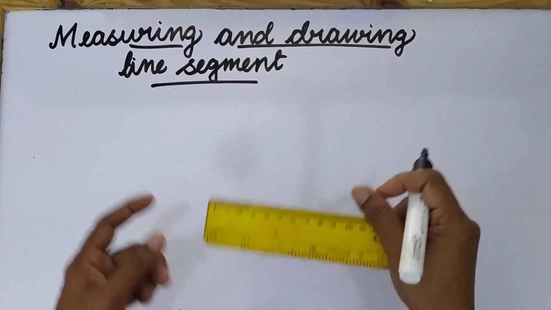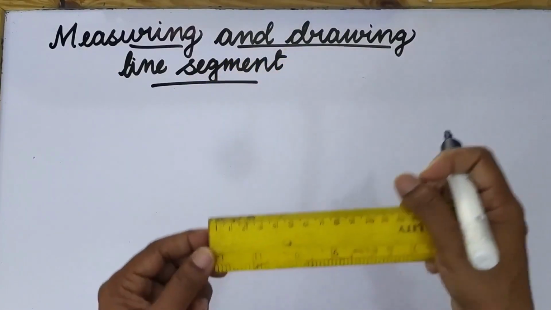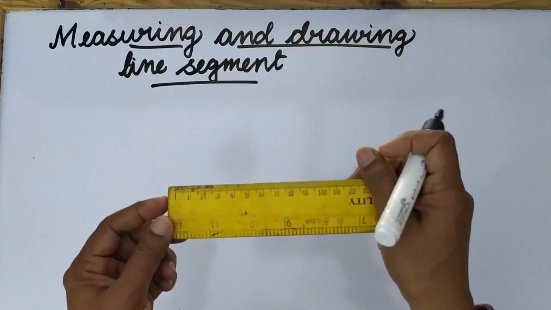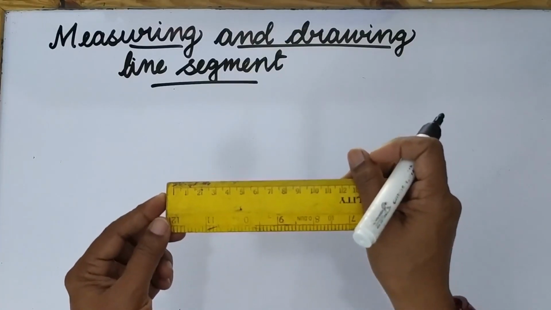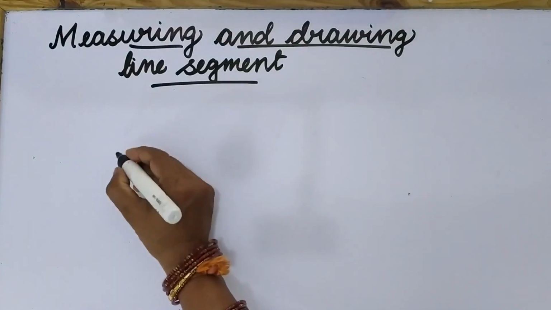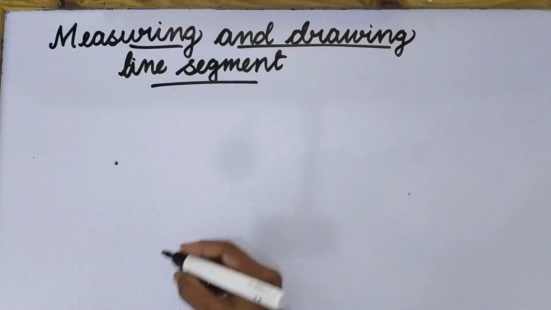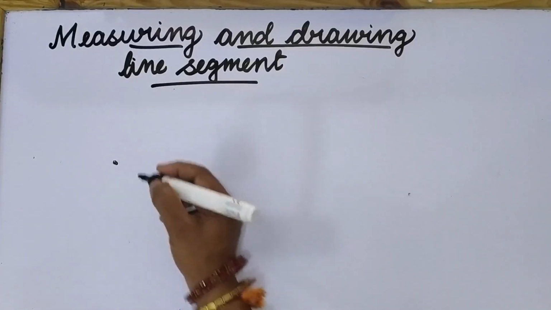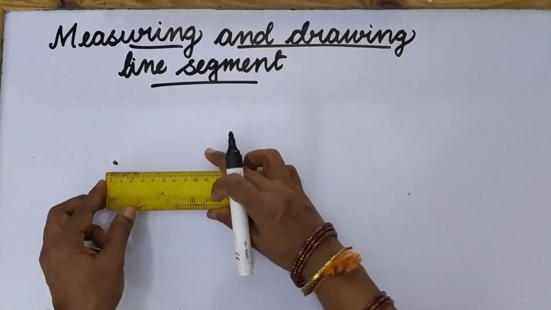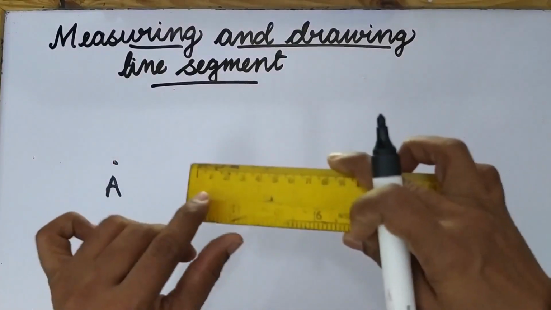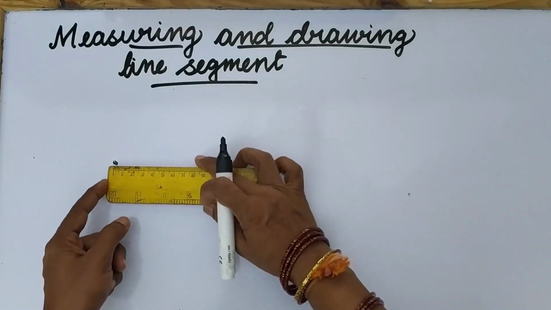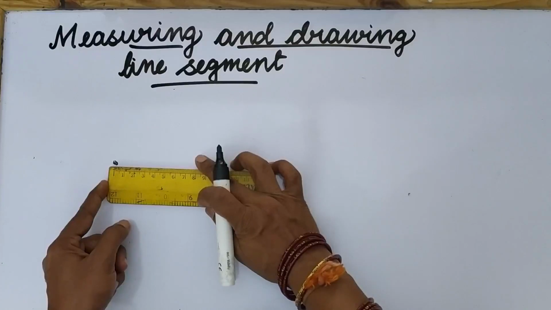Alright, we all know that to measure or to draw a line segment, we need a ruler or scale. Here we have a ruler. So how to draw a line segment? First, we need to keep a point here. If we need to draw a line segment of 5 centimeter, keep a point here and name it one end point. Here we have 0 on the scale. That line should be here. We need to keep it here.